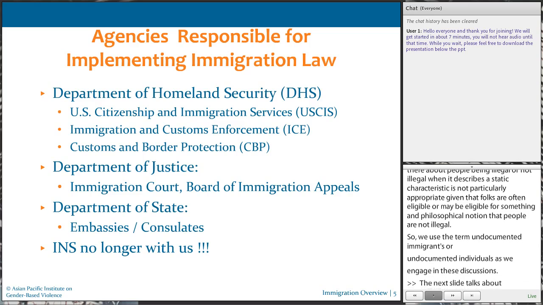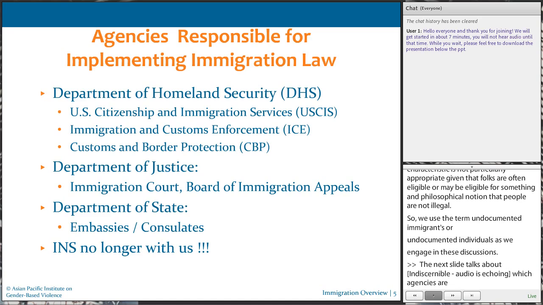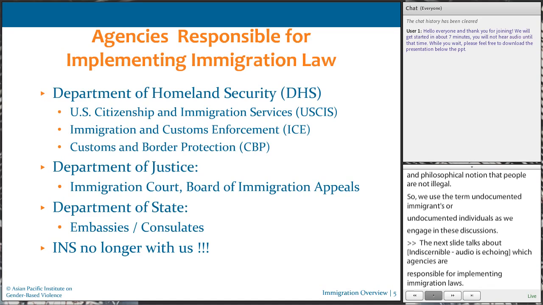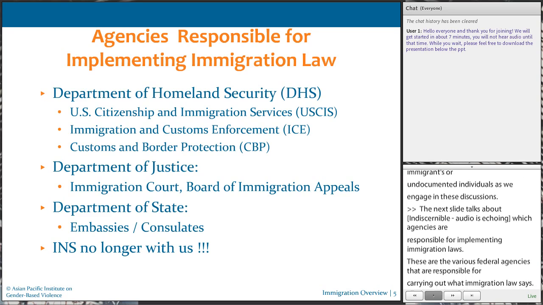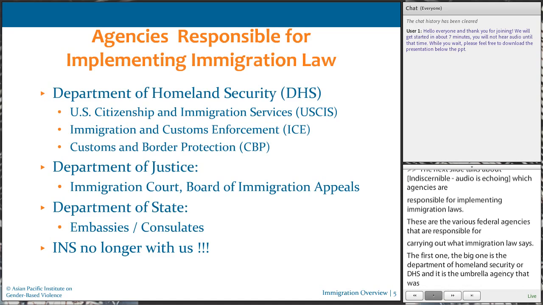Okay. These are the various federal agencies that are responsible for carrying out what immigration law says. The first one, the big one, is the Department of Homeland Security, or DHS. And it's the umbrella agency that was created in 2003 that holds the various functions of implementing the immigration law.